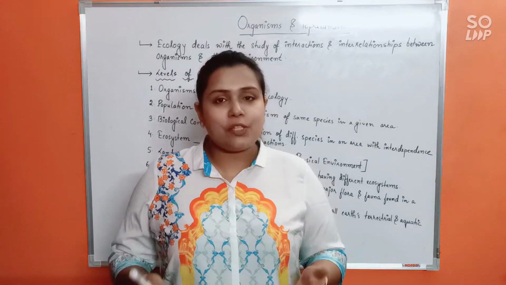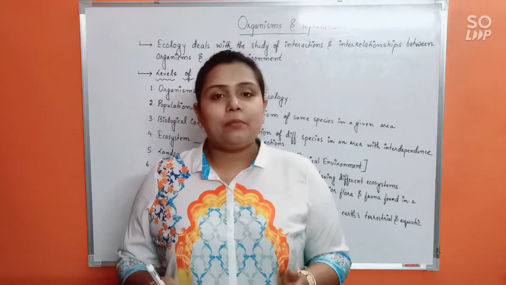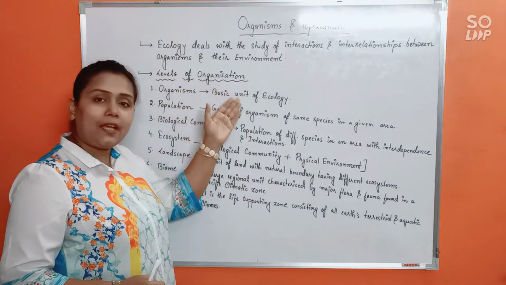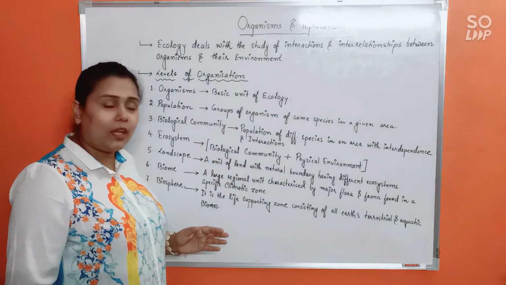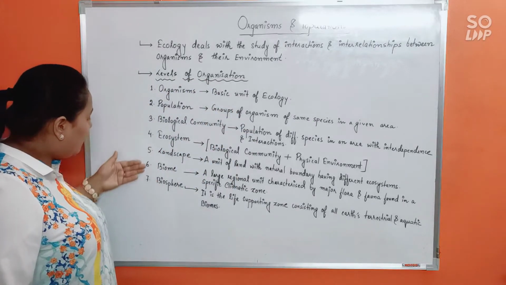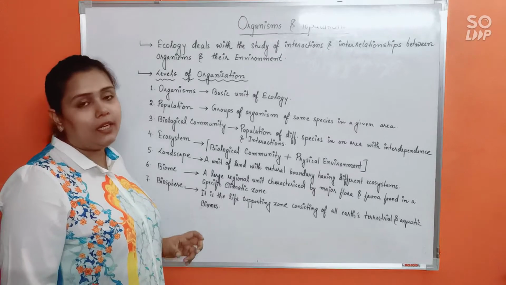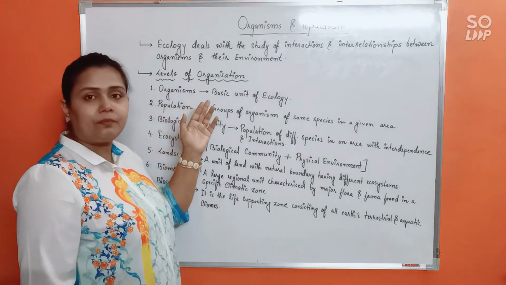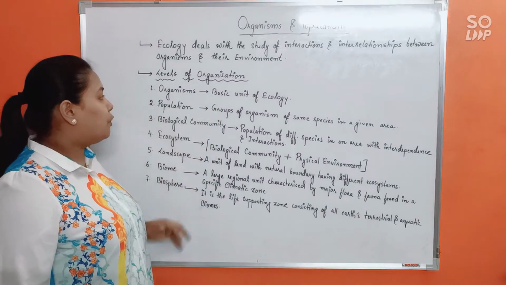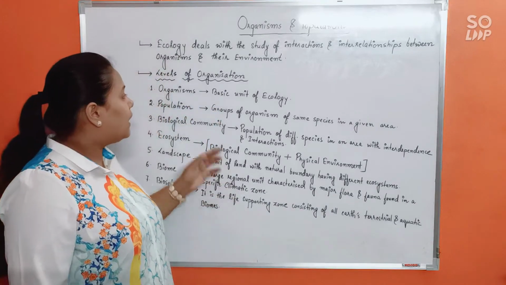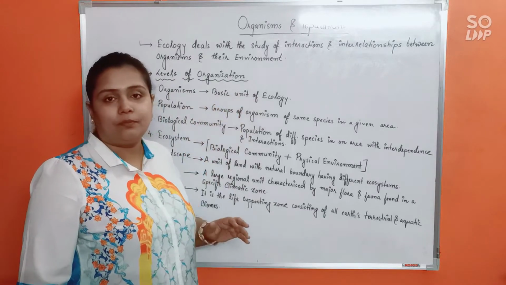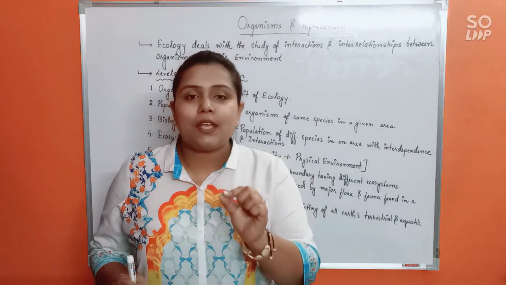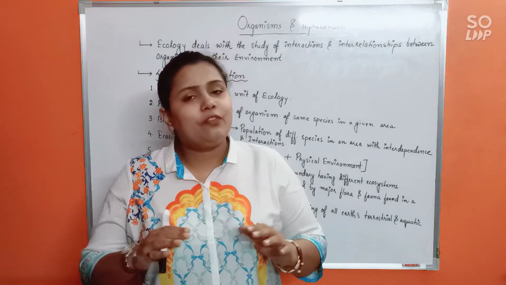Now that you know what ecology is, let me discuss with you certain levels of organization present in ecology. Namely, there are 7 levels of organization found in ecology, starting with organisms. First of all, what is an organism? It is the basic unit of ecology. So ecological studies first begin with one single individual, be it from any species.